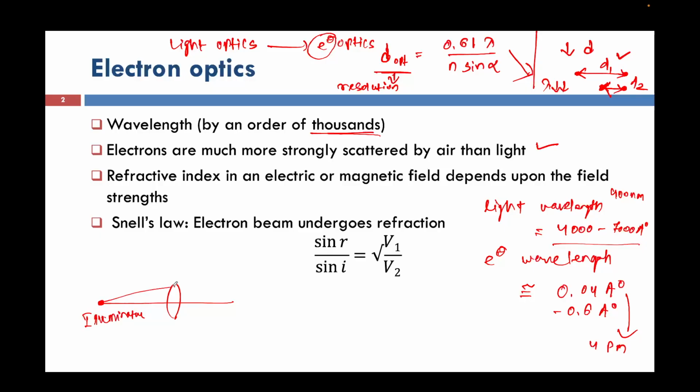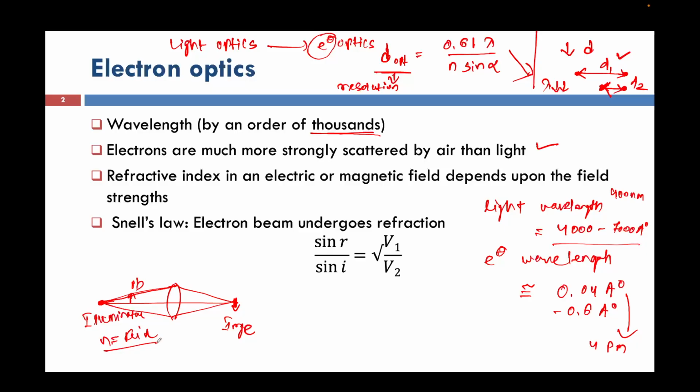This is our illuminator, and let's say this is our object, which we are just illuminating, and somehow we are getting some image. So this is our object and this is our image, and we are also considering that this is air, with refractive index of air. But here, with electrons, we cannot do that.